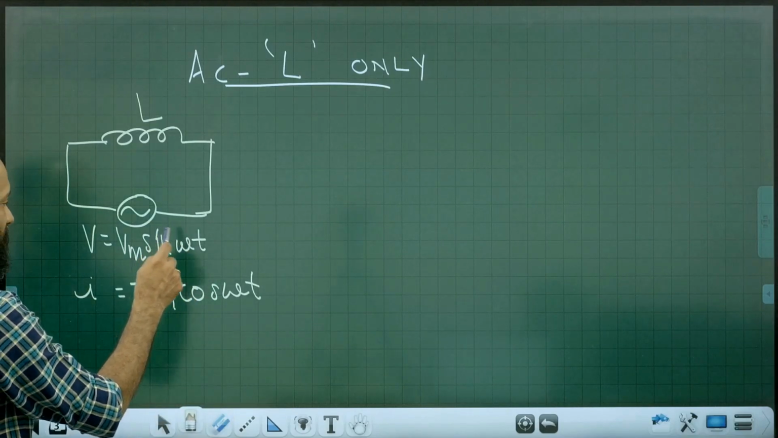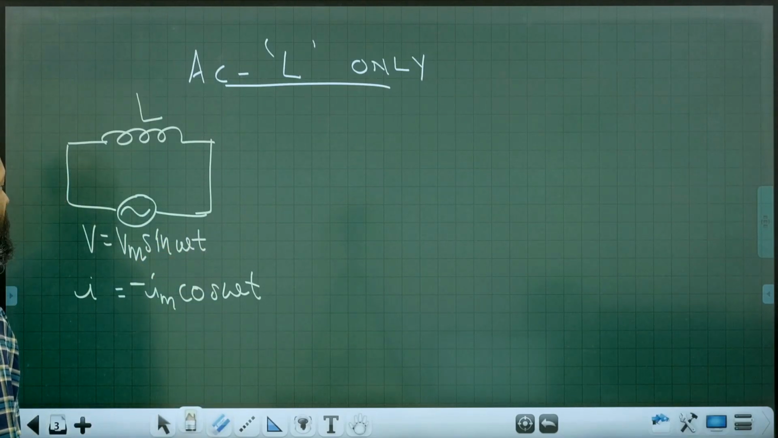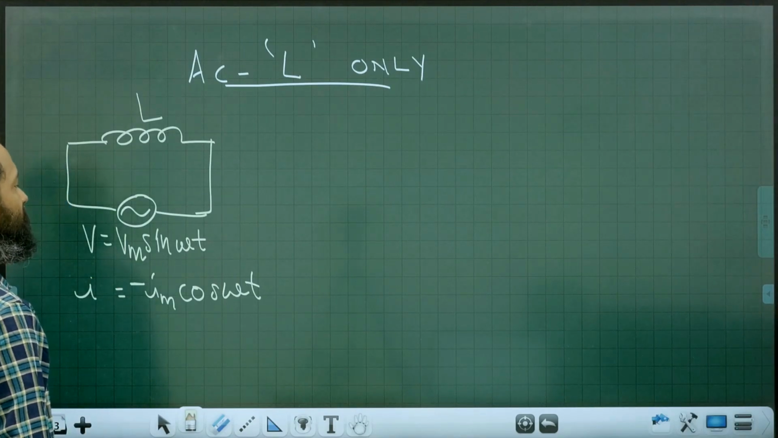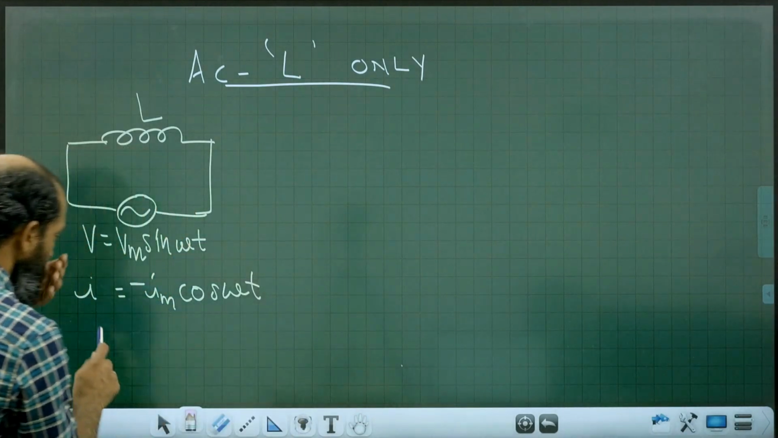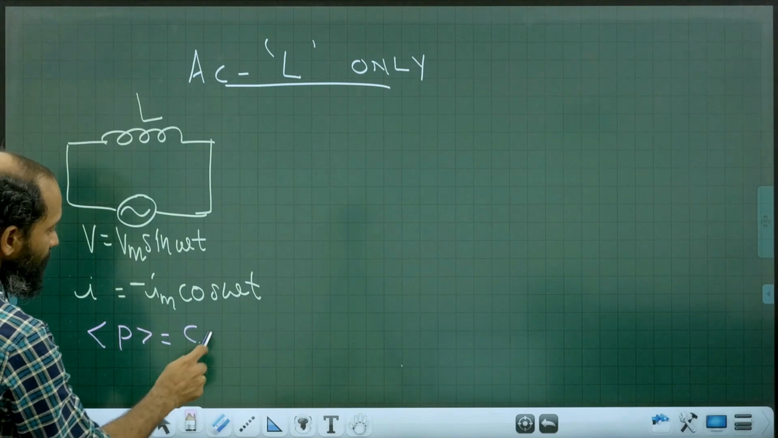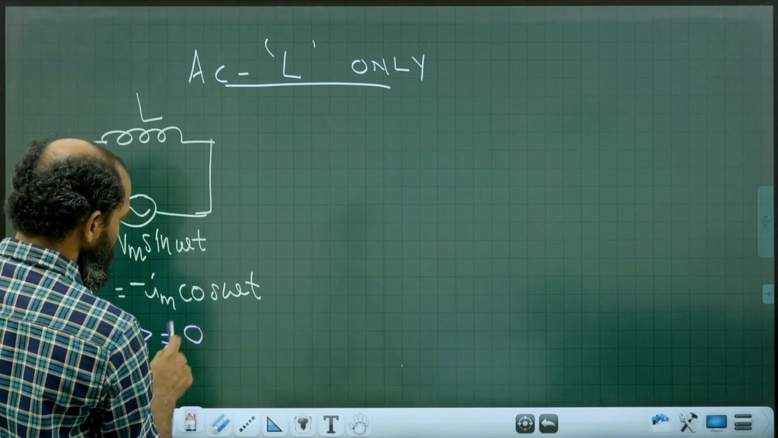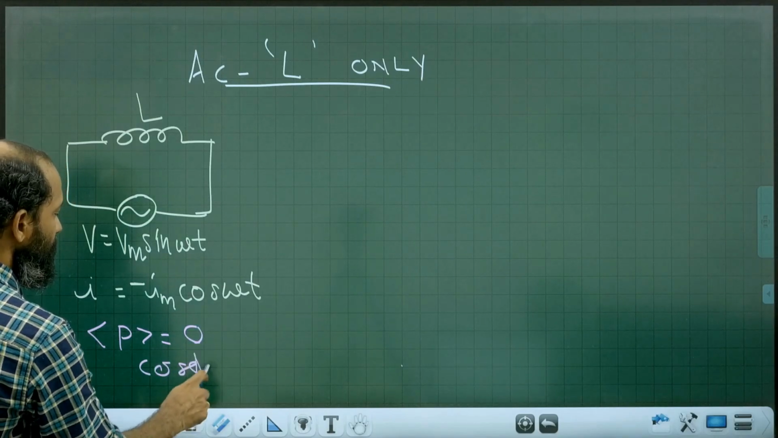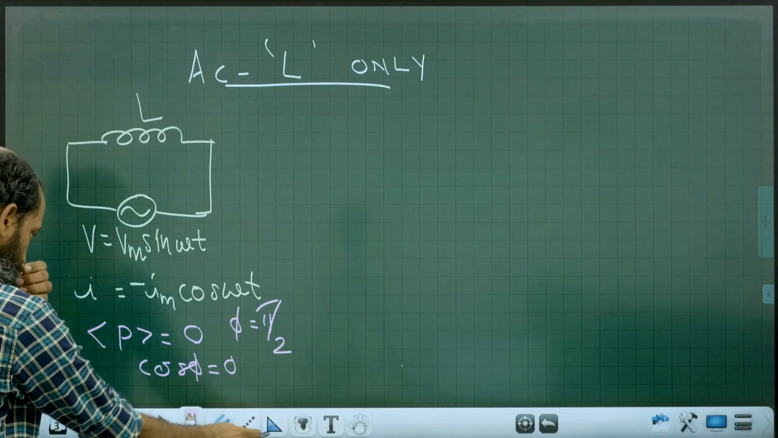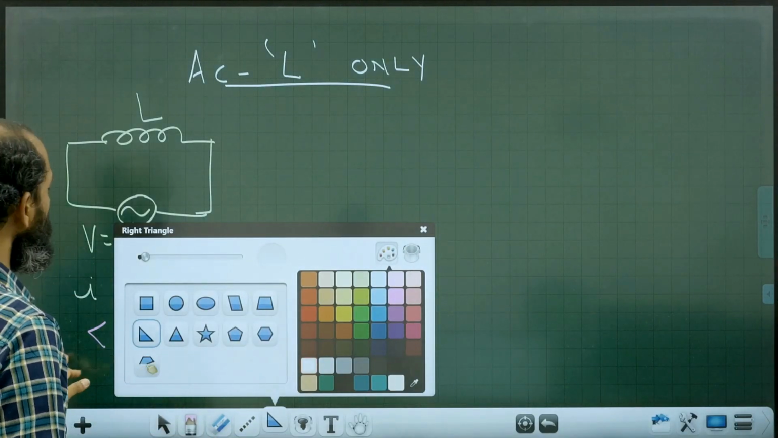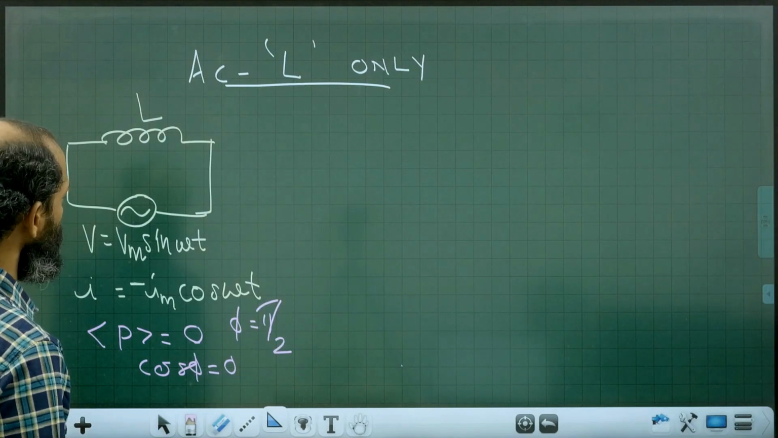Voltage is a sine function and current is a cos function. It indicates that current is lagging behind voltage due to this minus sign. One is sine and the other is cos, so the phase angle is pi by 2. So average power is equal to 0 because cos phi is equal to 0, since phi is equal to pi by 2. So in an L only circuit, average power consumed is 0.